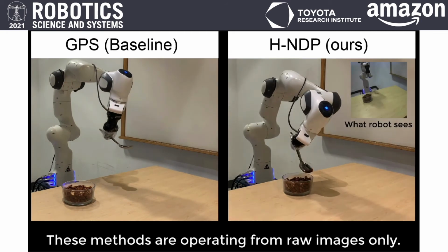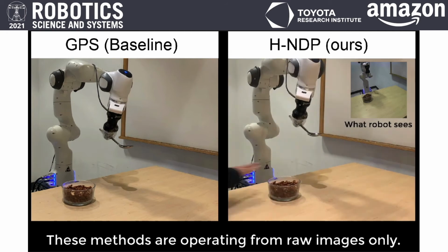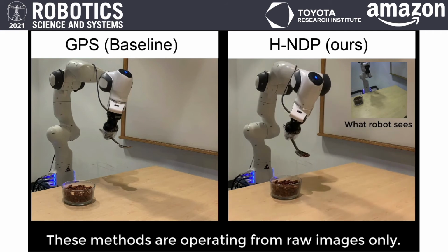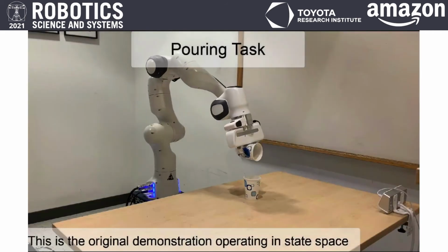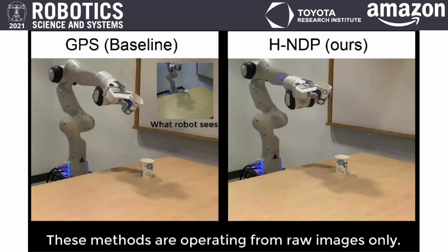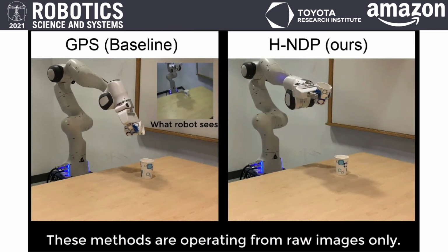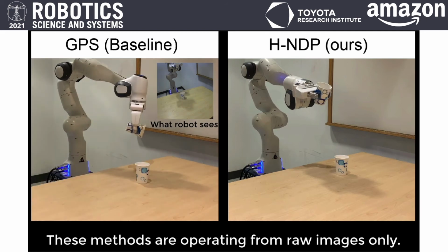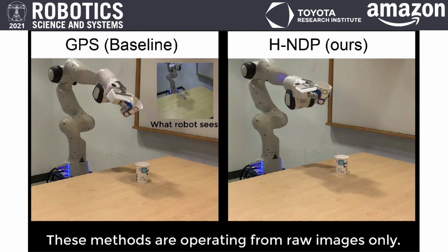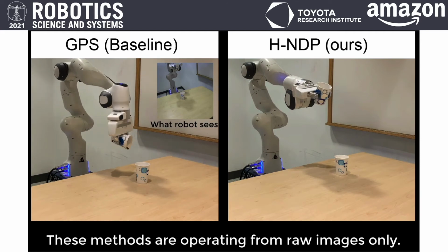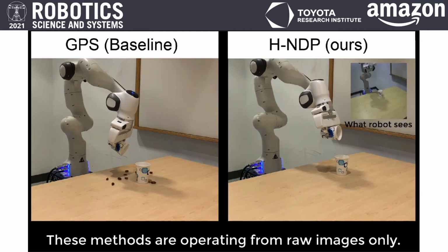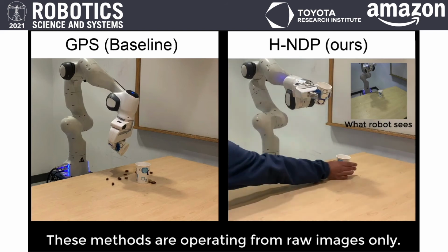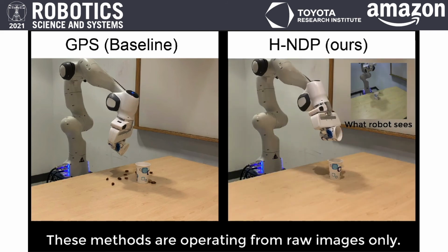We can see that not only are HNDPs able to perform the task smoothly, but they can also adapt to a change in bowl location. We also evaluate on pouring using a similar setup as scooping. Here's a comparison against GPS for pouring. As you can see, HNDPs are much better here as well.